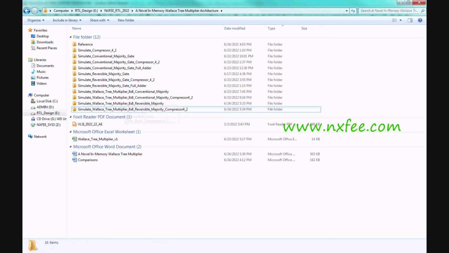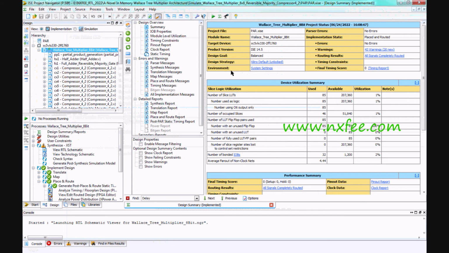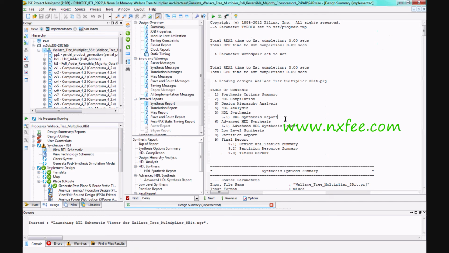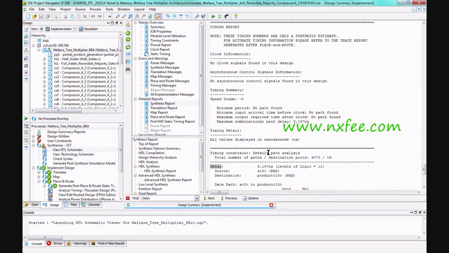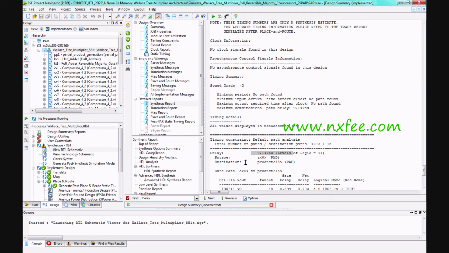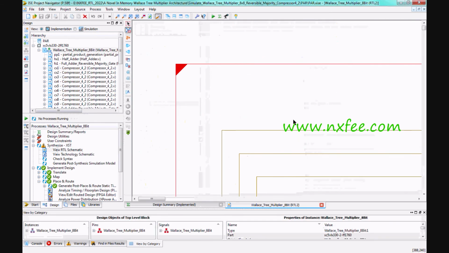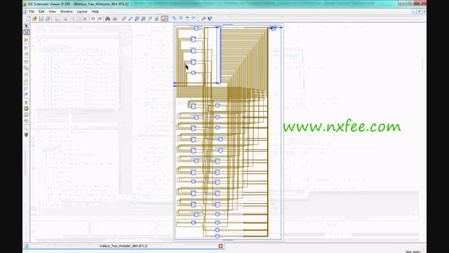So the next thing is the synthesis report. This is the synthesis report for the Wallace Tree compressor method. Here you can check the number of slice LUTs, number of occupied slices, number of IO bits, and the synthesis report shows the delay. The delay is 9.147, and you can check the RTL schematic for the compressor method. So this is the proposed architecture.